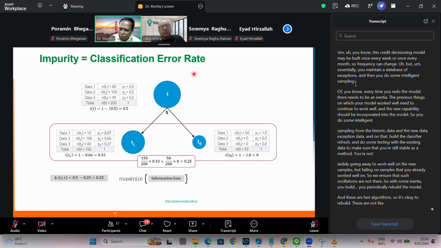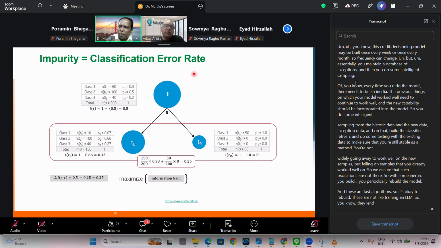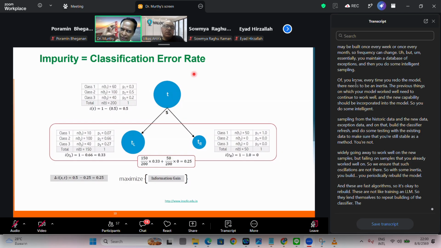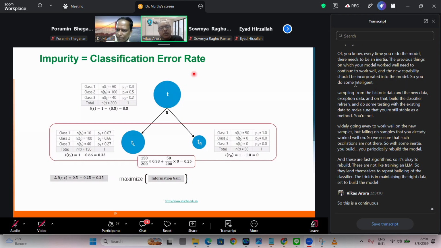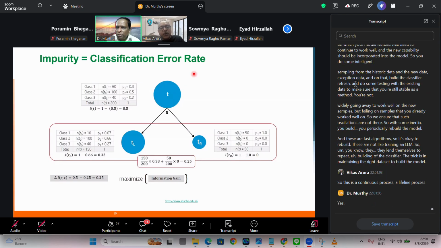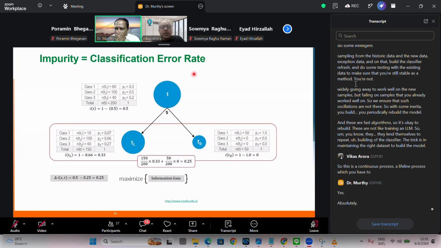And these are fast algorithms, so it's okay to rebuild. These are not like training an LLM. So they lend themselves to repeat building of the classifier. The trick is in maintaining the right data set to build the model. So this is a continuous, lifelong process, where you have to rebuild the models on the fresh data.